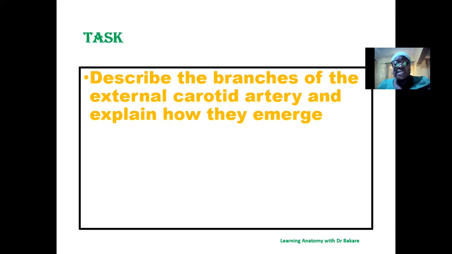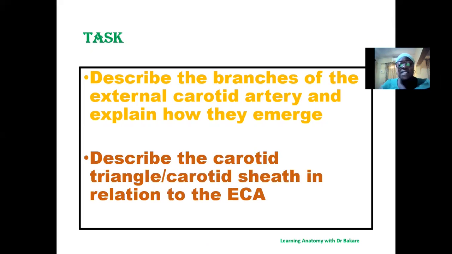And the first question states that we should describe the branches of the external carotid artery and explain how they emerge. The second one is to describe the carotid triangle and the carotid sheath in relation to the external carotid artery. This should come very easy.